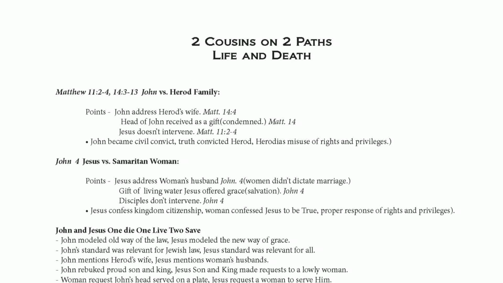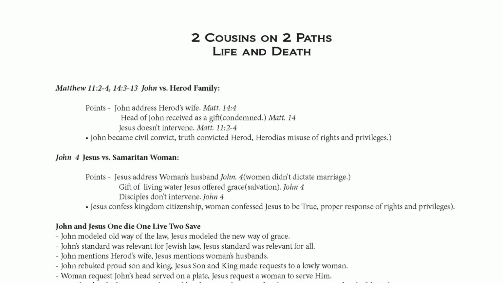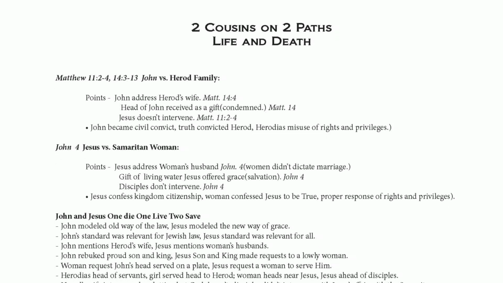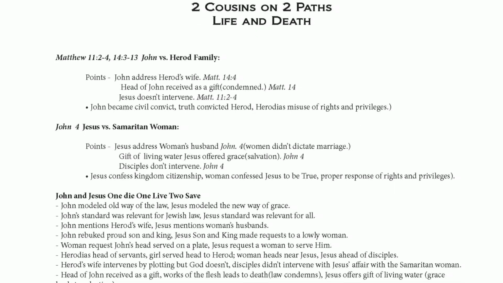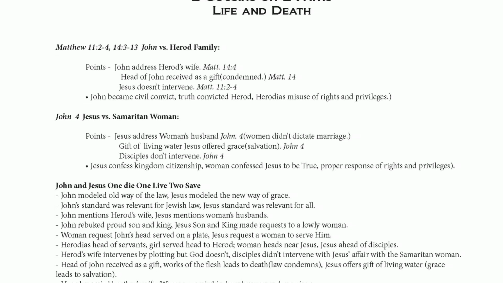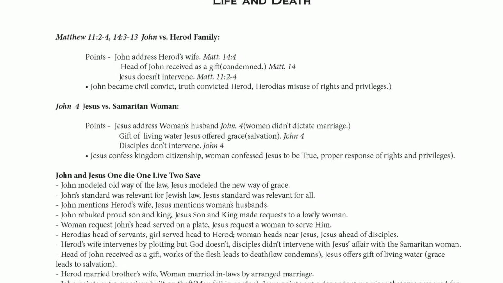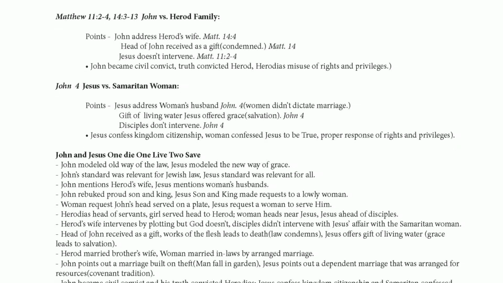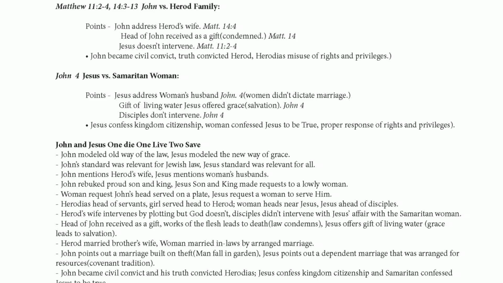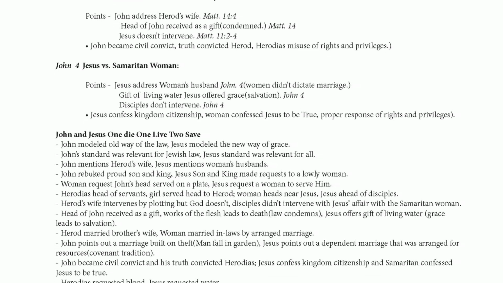John became a civil convict, truth convicted Herod, Herodias abused rights and privileges. John 4, Jesus versus Samaritan woman. Points that are addressed. Jesus addressed woman's husband. John 4, women did not dictate marriage. Gift of living water, Jesus offered grace, salvation.